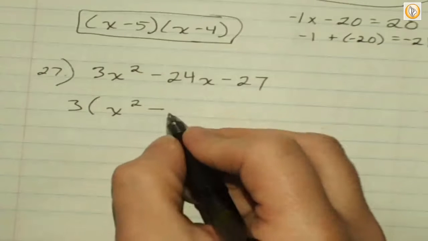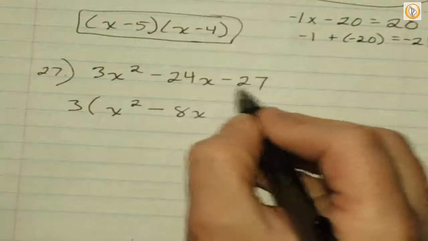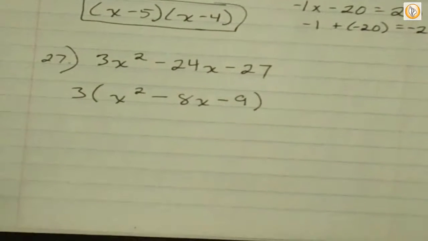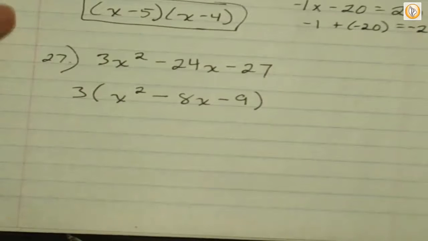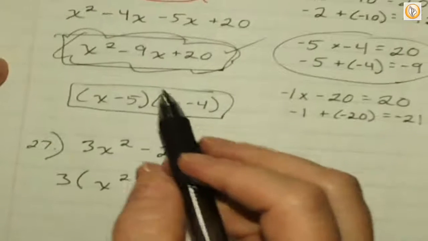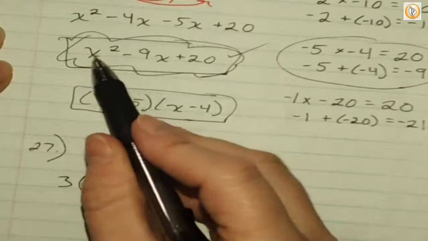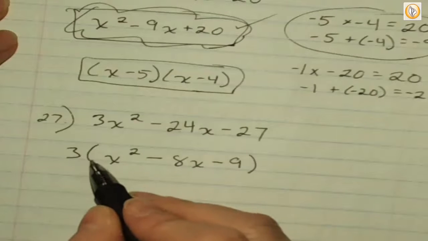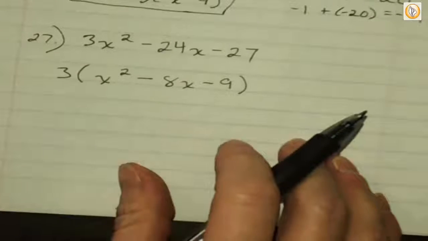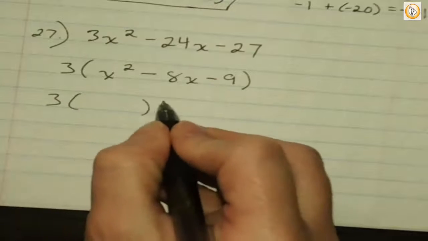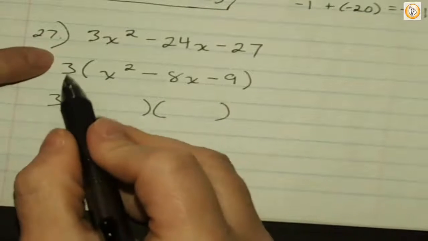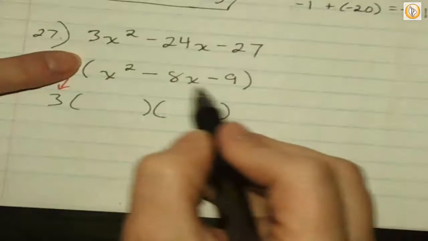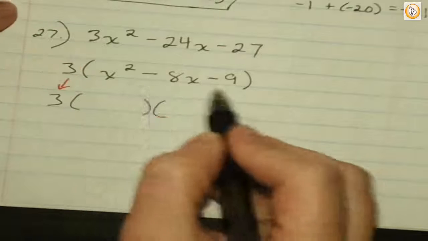24x divided by 3 is? And 27 divided by 3 is? Look at that. You need to pay close attention to number 27 because if it's not like this, where it's already an x squared with no number, you probably are going to have to factor it out. Now, you're going to have to bring down this 3. I have students always forget that. And now you're factoring out this.